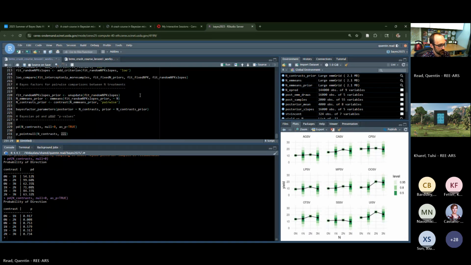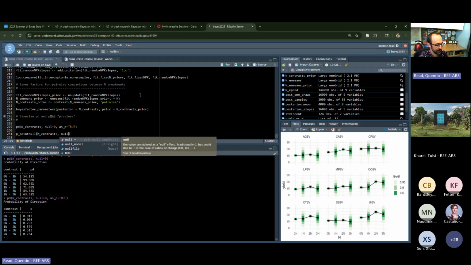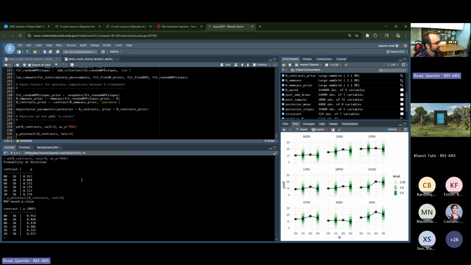You can find references in the literature justifying either one of these p-value analogs. They usually give similar answers. Sometimes it varies a bit. You can see we get, again, this one is 0.02, whereas the other ones are quite high. So that's the only treatment difference we have evidence that is different than zero, of any appreciable evidence.